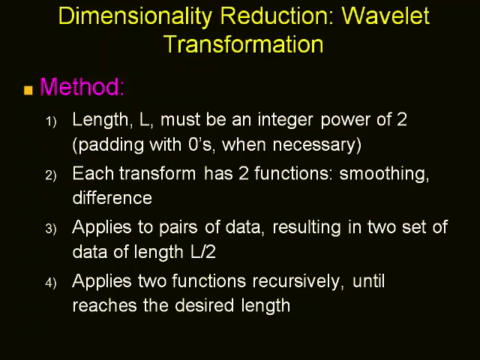So the method works like this. Length L must be an integer power of 2. If it is not an integer power of 2, then we can pad with zeros if required. Then each transform has two functions, smoothing and difference. This method is applicable to pairs of data, resulting in two sets of data of length L by 2. Until it reaches the desired length, we apply the two functions recursively.